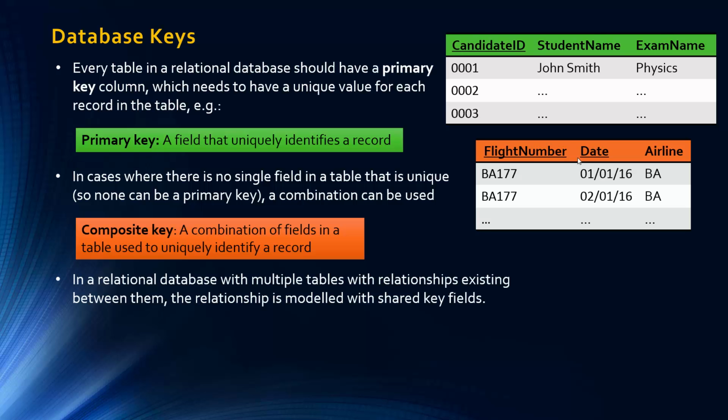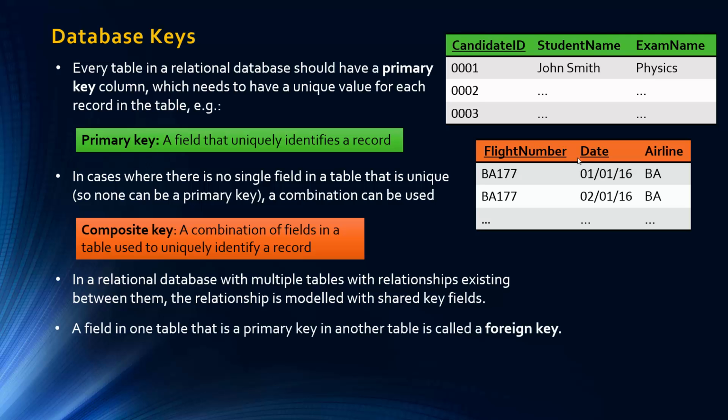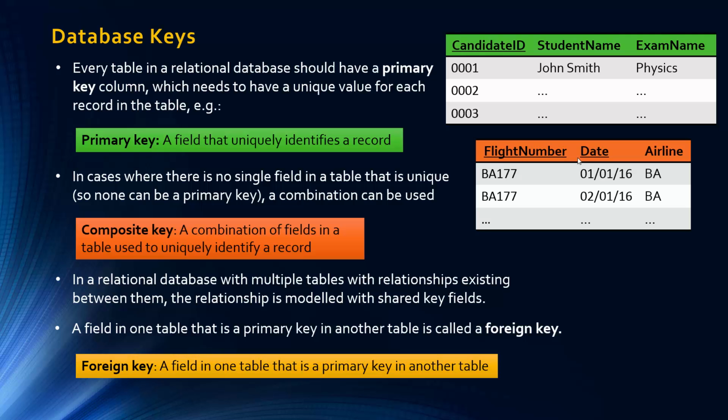When you have multiple tables in a relational database with different relationships existing between the entities, this is modelled with shared key fields. A field in one table that is a primary key in another table is called a foreign key. That's important to get right. So a foreign key is a field in one table that is a primary key in another table.